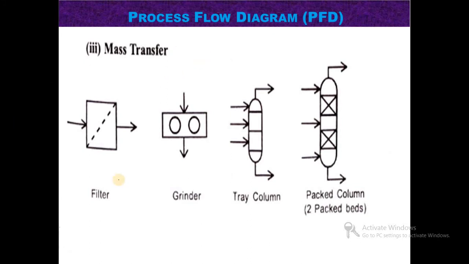Then mass transfer. This is a filter; this symbol represents the filter used in the process. Then the grinder is represented by this symbol. Then when we use a tray column, this symbol is used, and when a packed column is used, this symbol is used. So these are the mass transfer processes in which these symbols are used.